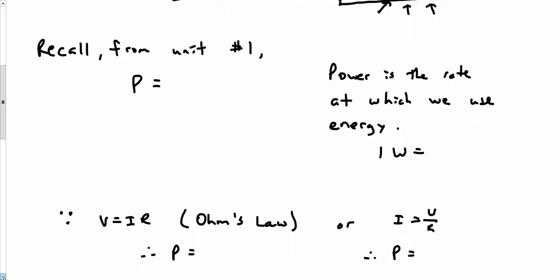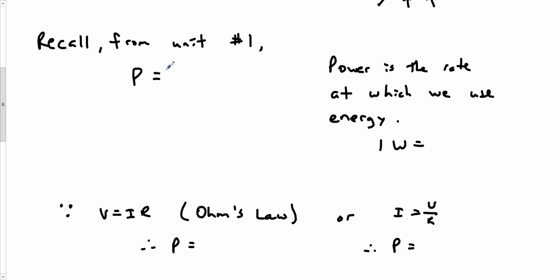Also, recall from Unit 1, power is equal to work over time, or energy over time. And power is the rate at which we use energy. A watt is equal to 1 joule per second. So if I have a 100-watt bulb, it is using 100 joules of energy every second.